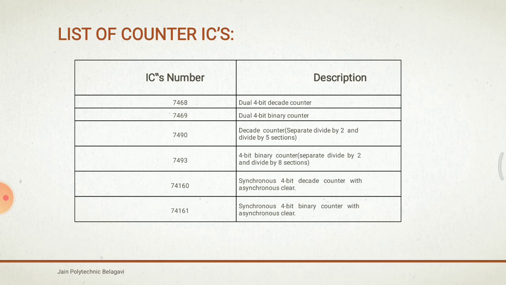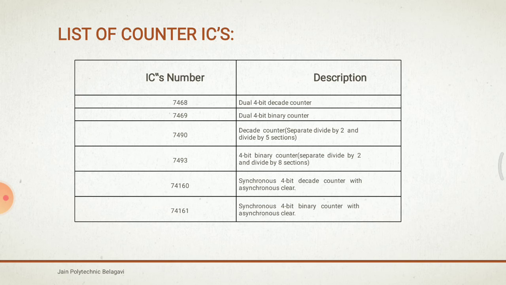Okay, so the list of ICs. 7468 and 7469 are dual 4-bit decade counter and dual 4-bit binary counter respectively. 7490 is a decade counter. 7493 is a 4-bit binary counter.